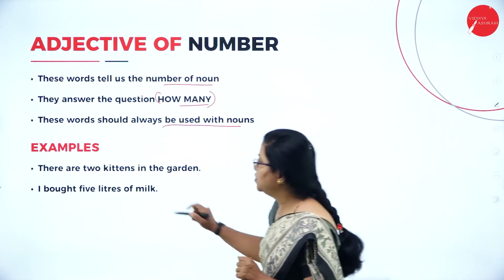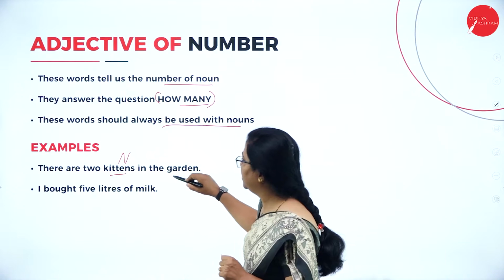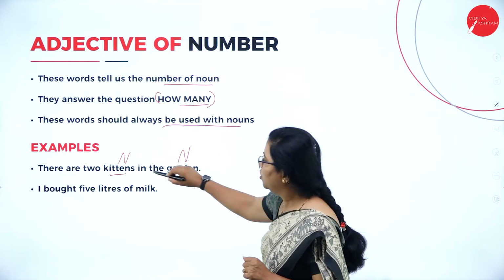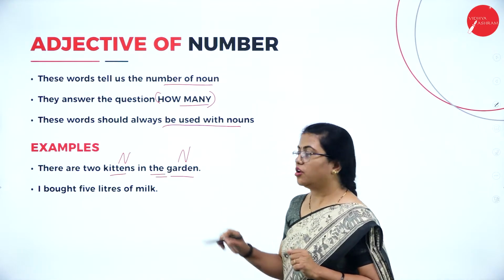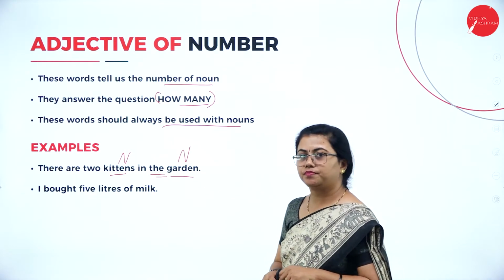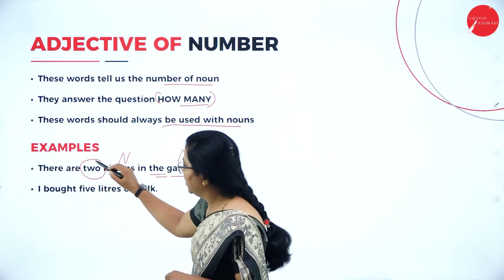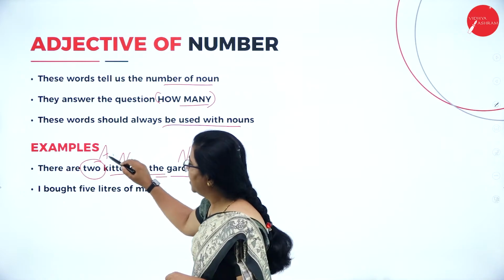So which are the nouns here? This is a noun and this is a noun. Okay. You are not using any adjective here. You are not describing it. Fine. So how many? 2. So this becomes an adjective.